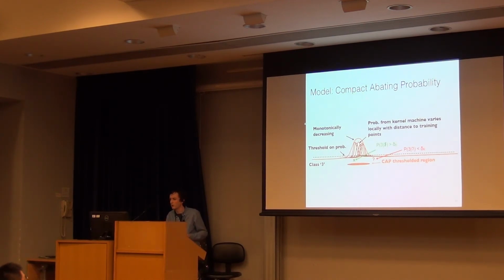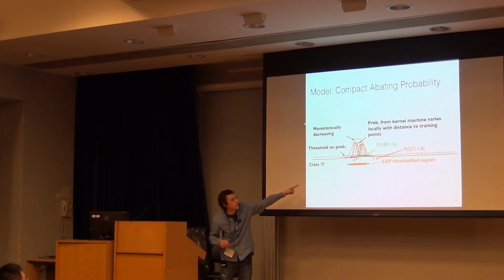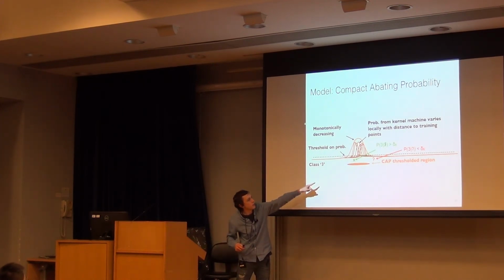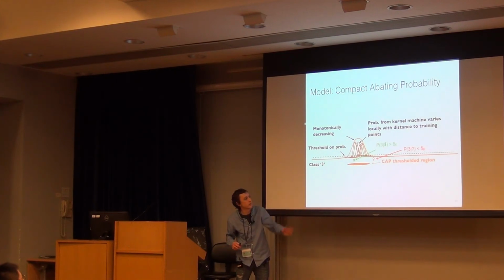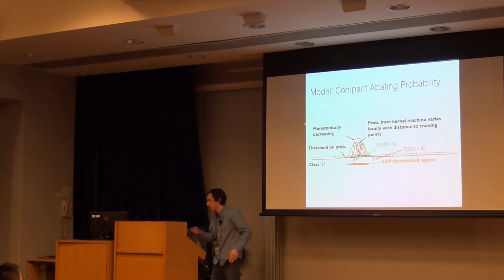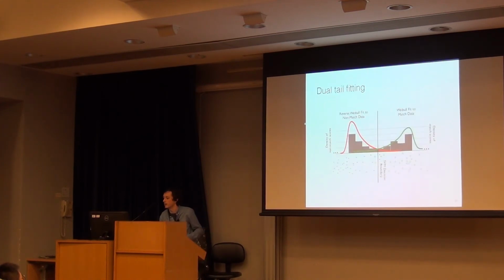So in this model, which we call compact abating probability, I have this thresholded region, which is defined by that calibrated one class SVM. When I have my MNIST setting, perhaps I have a detector for the digit 3. I have a point in space. If it falls in the cap thresholded region, great. We'll move on and do the classification. If I'm too far away in space because I have something that is not the digit 3, I'm just going to reject that. It's beyond the support of the training data.